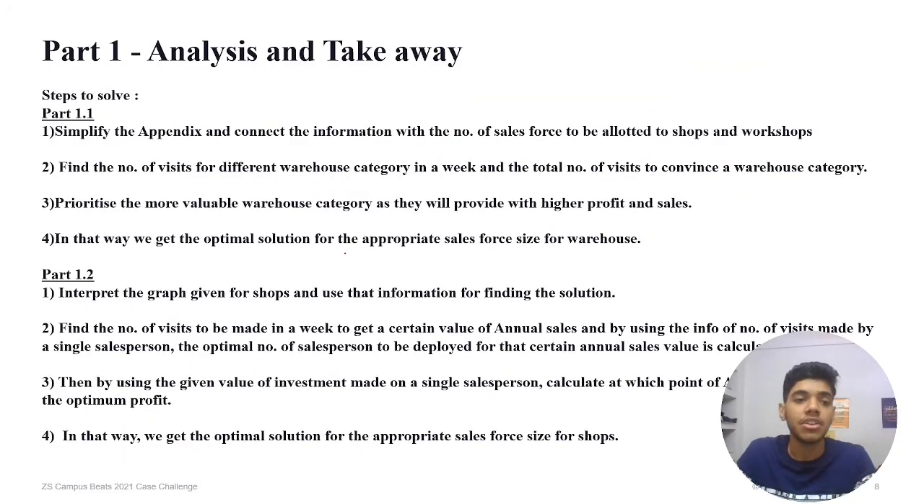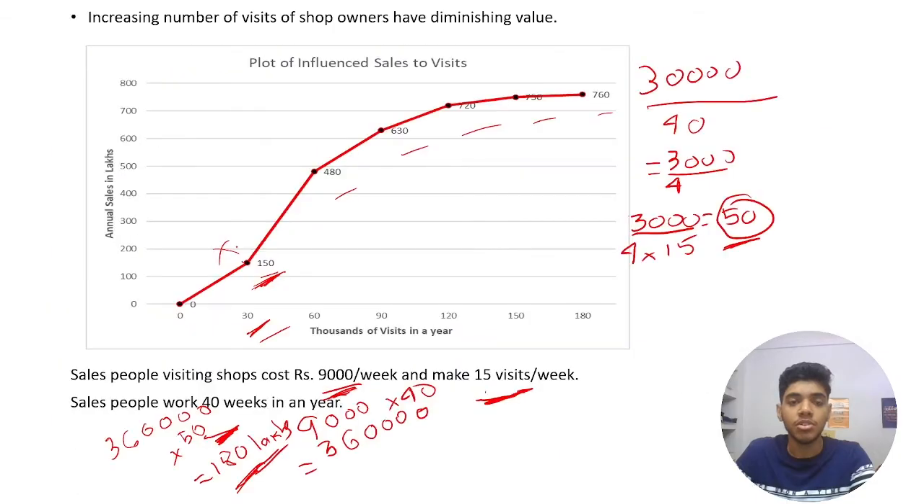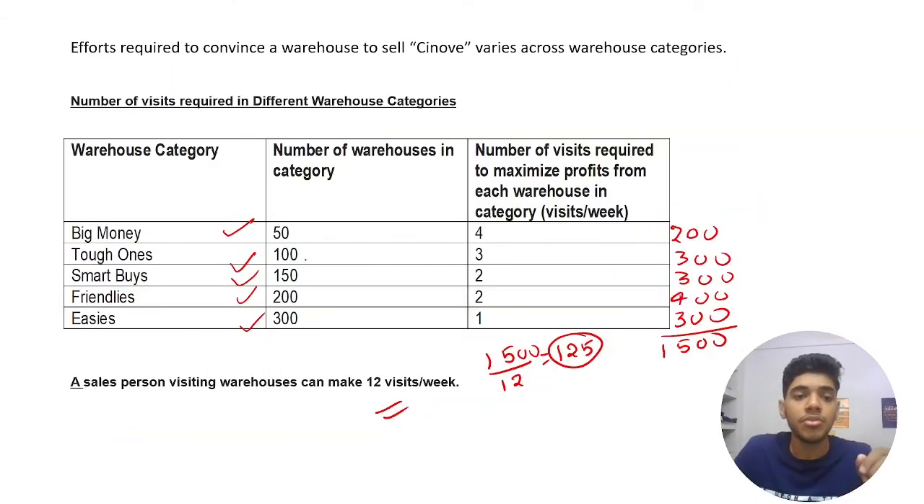Here I have explained what I have explained before. I have written it in points. For part 1.1, I have already told you the answer, that we have to visit the tables, and in the table we see that there are warehouse category, number of warehouses in category, and number of visits required.